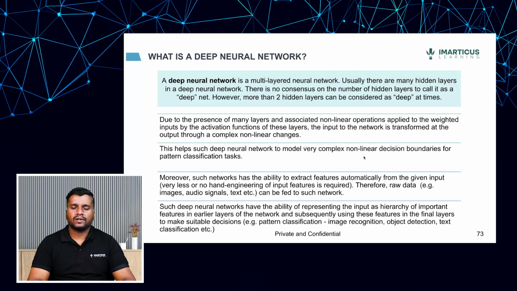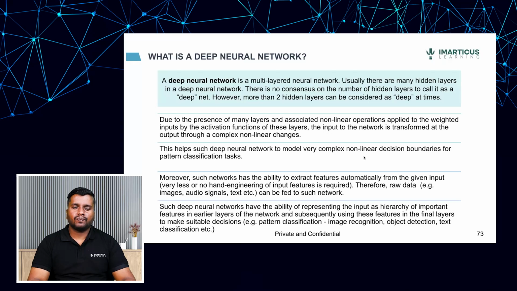A deep neural network is a multi-layered neural network, which means it will have multiple hidden layers. Usually there are many hidden layers in a deep neural network. There is no consensus on the number of hidden layers to have, and that is why it is called deep net. However, more than two hidden layers are sufficient in order to call it a deep neural network or deep ANN.